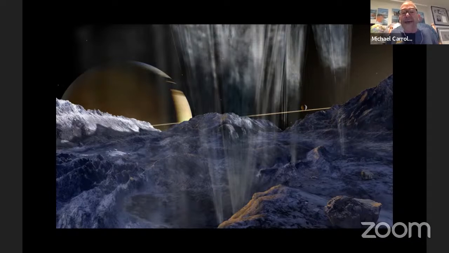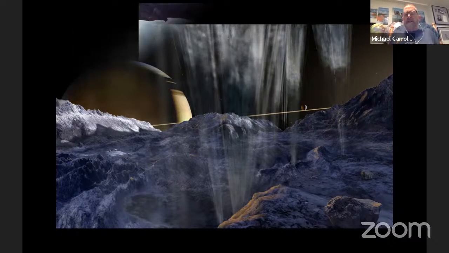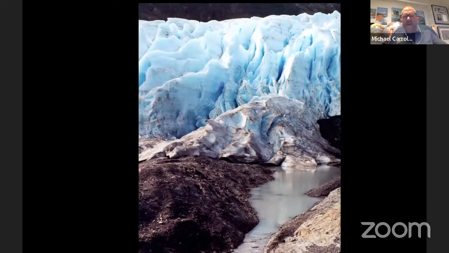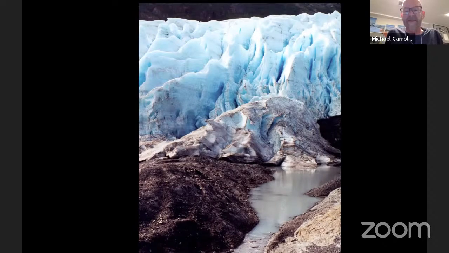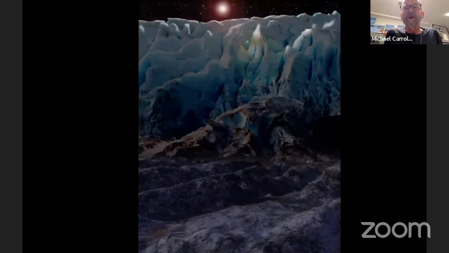So look how big Saturn is. Just amazing view from Enceladus. And as I said, there are places that have very blue ice, much like glacial ice, a little bit different cause, but this is a picture of the Exit Glacier. If we move this out to Enceladus, we'd have to get rid of that liquid water and dirt in the foreground, but we would probably see ice very similar.